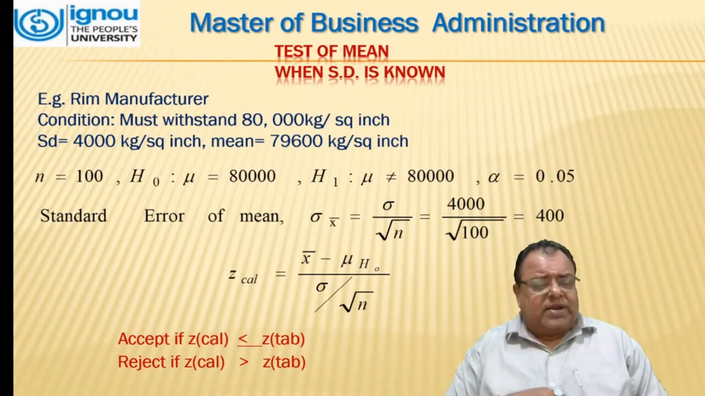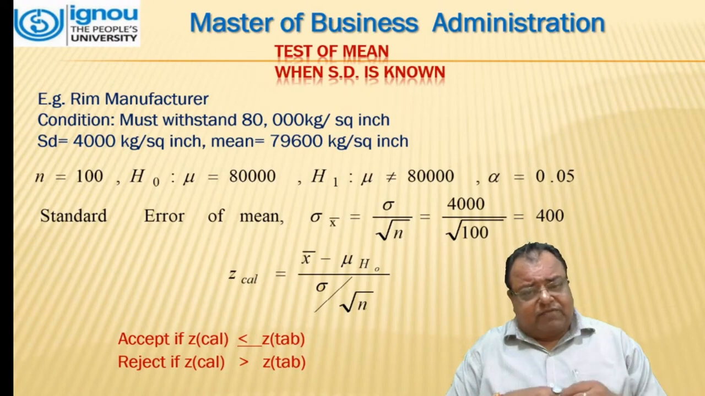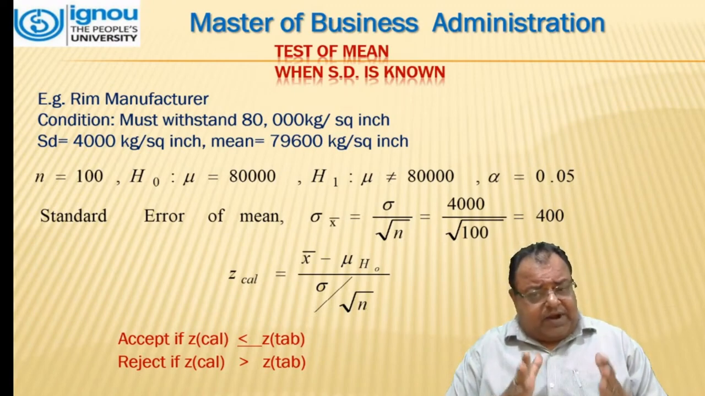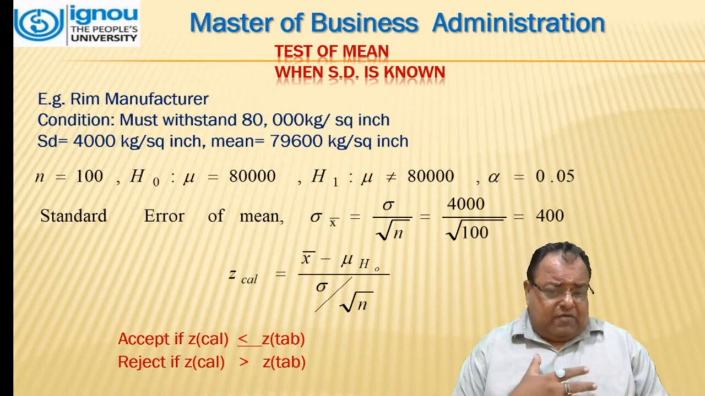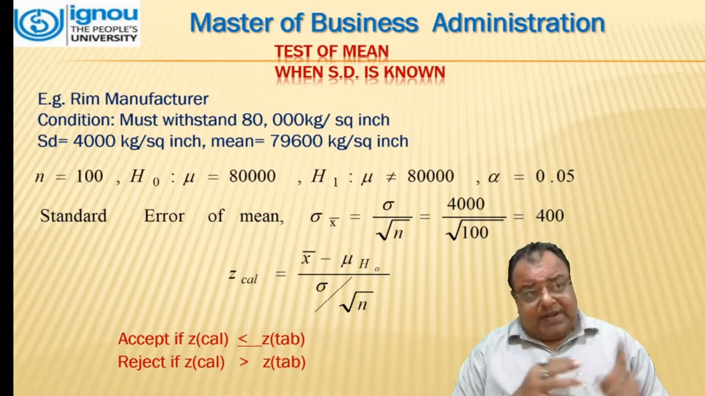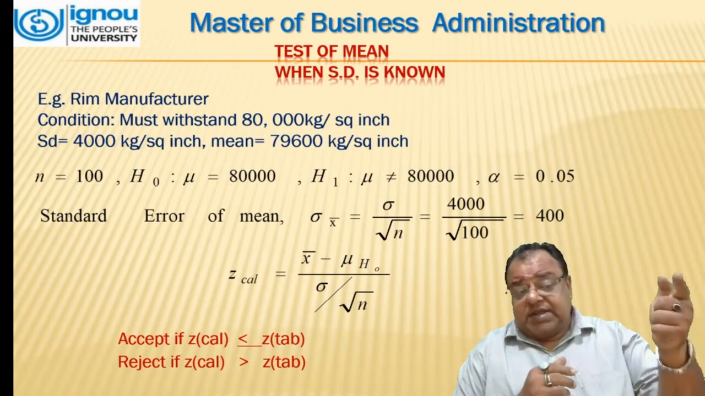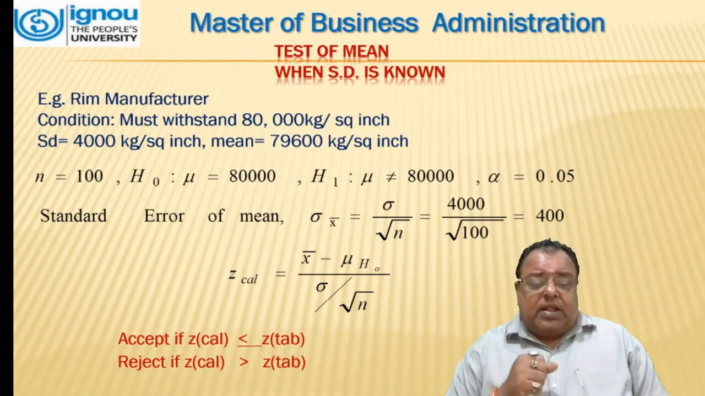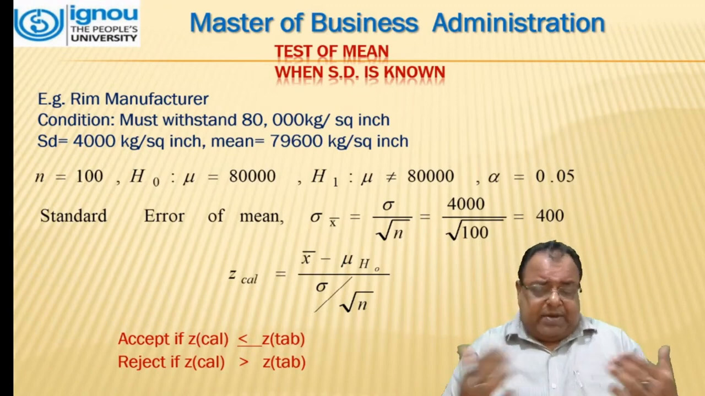We have to calculate the standard error of mean, that is sigma x bar is equal to sigma upon under root n. You are aware of sigma, that is 4,000. You are aware of n, that is 100, and under root of 100 is 10. This comes out to be 400. Now we have to calculate Z. Z calculated, because we are calculating it as per the conditions given in the problem, is x bar minus mu H naught upon sigma upon under root n, by placing the values.